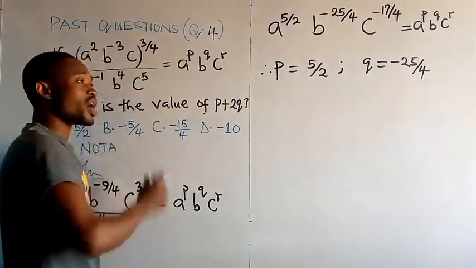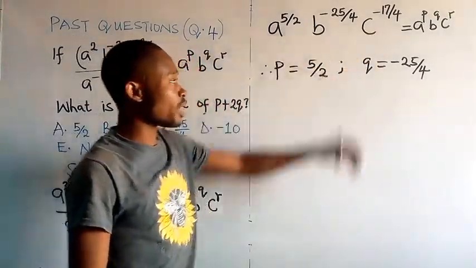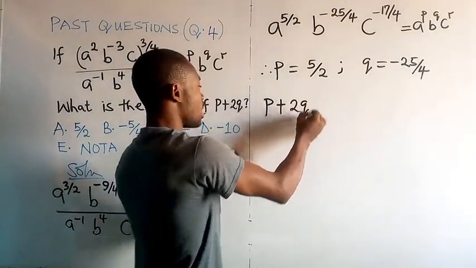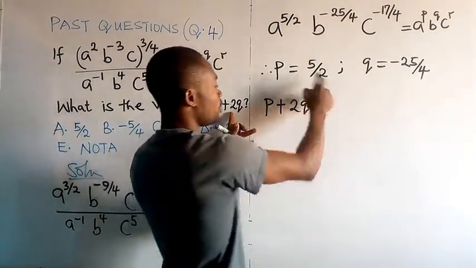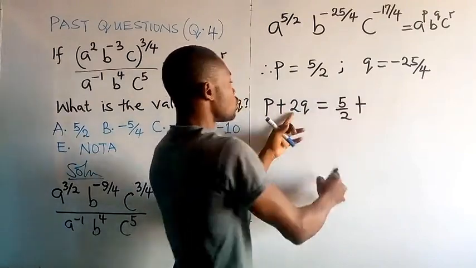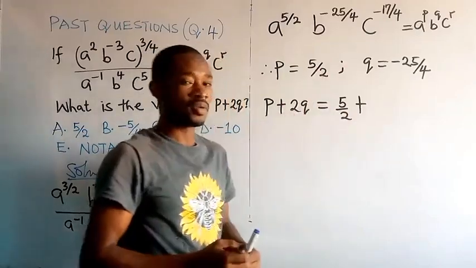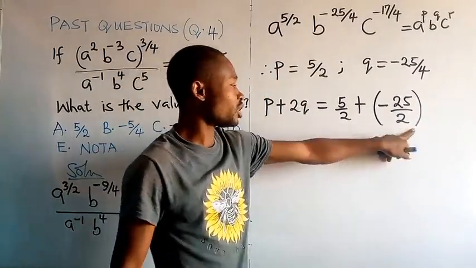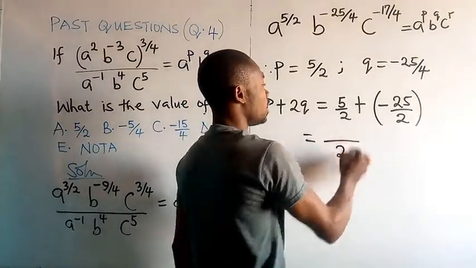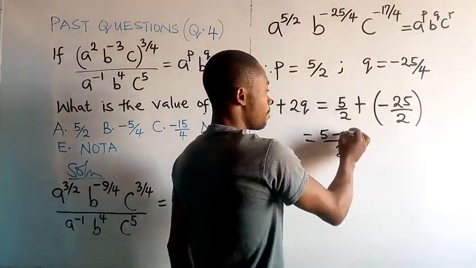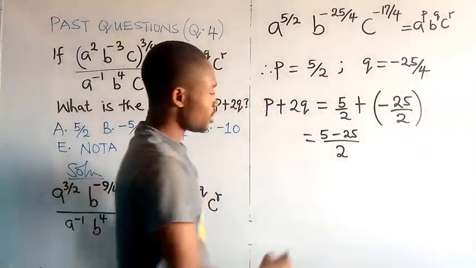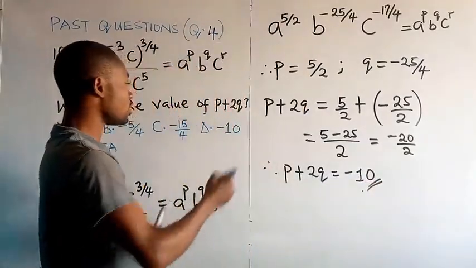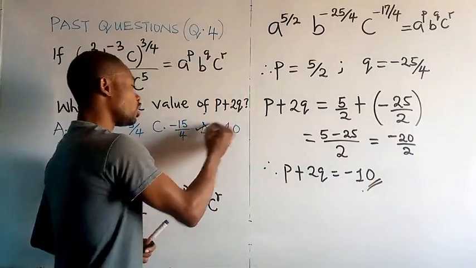We were not asked anything about r, so I won't punish myself to say that r is equal to minus 17 over 4. No need. Let us focus on solving for p plus 2q as the examiner expects us to get. That is going to be p is 5 over 2, then plus 2q means 2 times the value of q. Simplify this fraction. The LCM is 2, and so you have your 2 here. That's going to give us 5 minus 25. If you work out the LCM, you are going to get minus 10. That's cool. The correct answer to this question is option D.